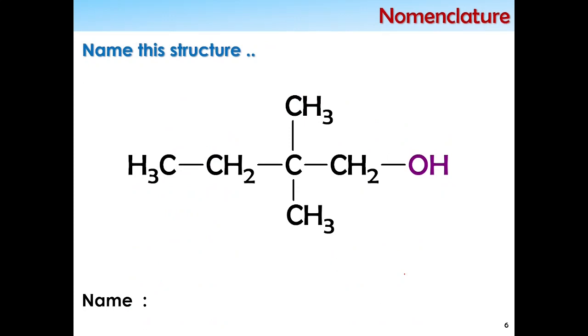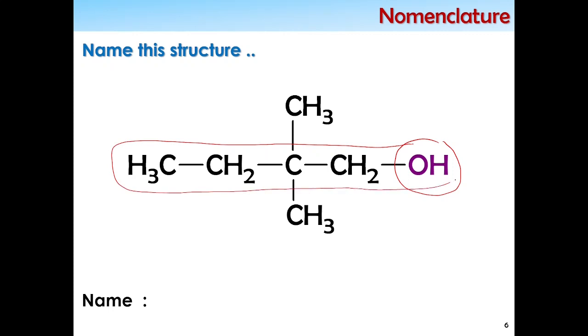Okay, now we want to name this structure. The steps for naming you already learned in the topic of alkane, alkenes, and benzene, so I assume you already know how to name the structure. But let's try to name it. You only have one functional group, that is OH, so you need to find the longest chain with the OH attached. I think this one is the longest chain.